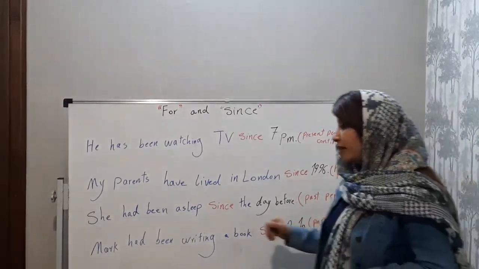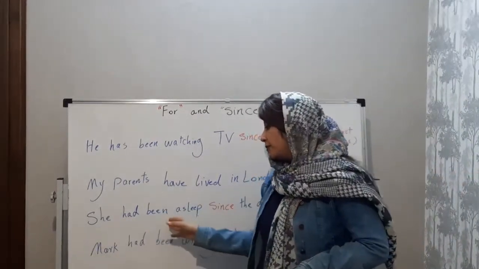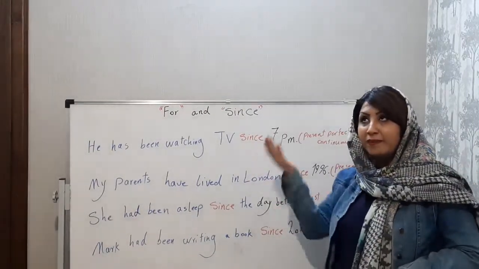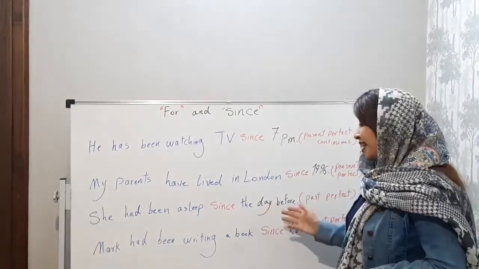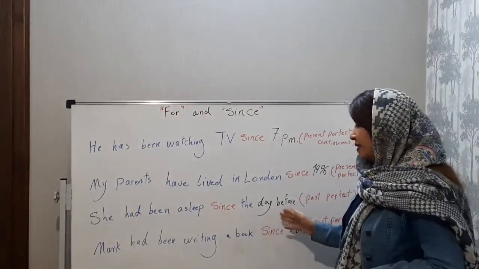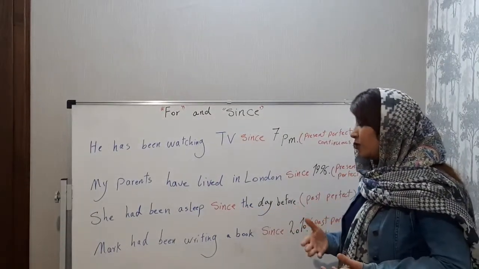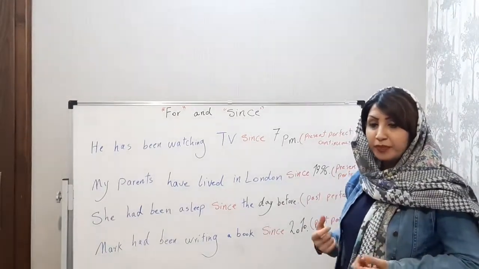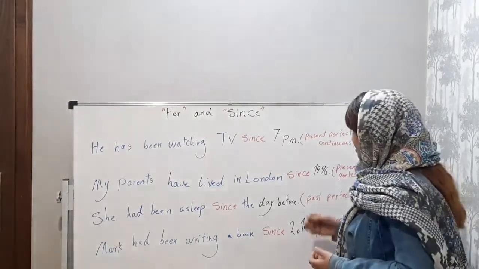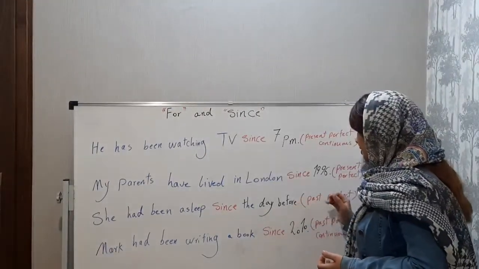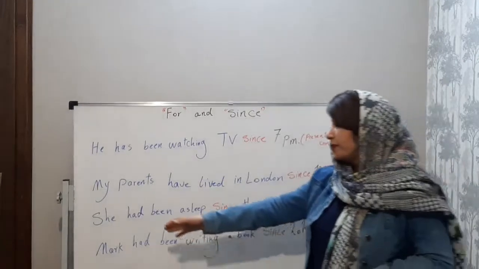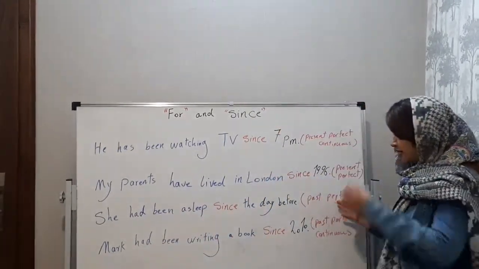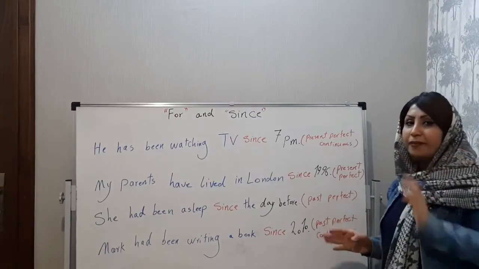Now, the next example: she had been asleep since the day before. Since the day before yesterday. Again, we show a point in time, the day before. And what is the verb here? Had been, and it is past perfect.